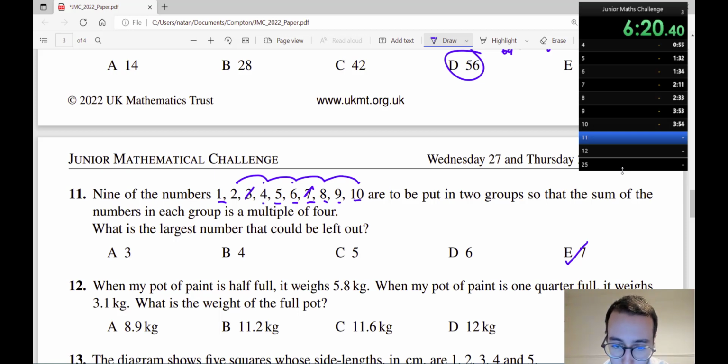1, 2, 3, 4, 5. 30 is not a multiple of 4. 18, 20. Wait. 18, 24, 30. 30 is not a multiple of 4. I actually lose my mind. The sum of the numbers in each group is a multiple of 4.